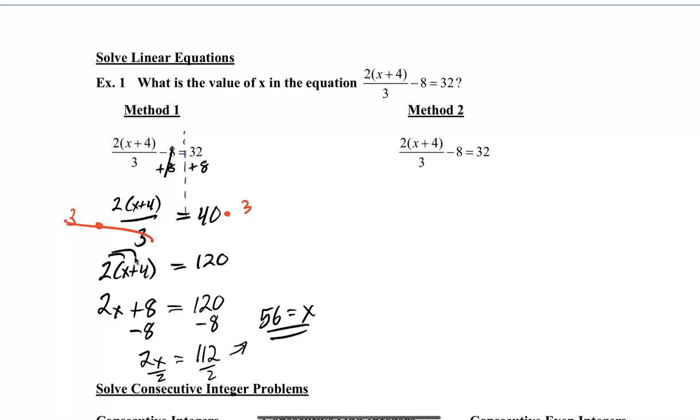So that's one way to do it, right? Just doing it the same way we've always been doing it. Try to isolate the variable. So you add 8 to both sides, and then you have this ugly fraction. Get rid of the denominator first. Multiply both sides by the denominator, and then solve it.